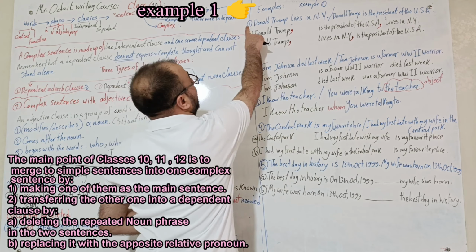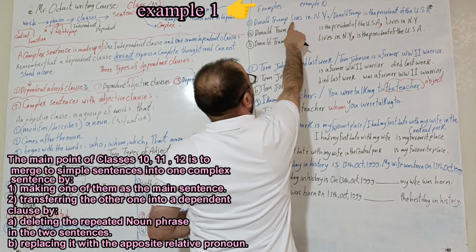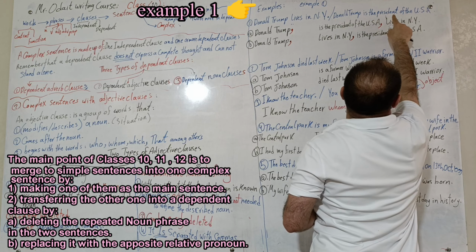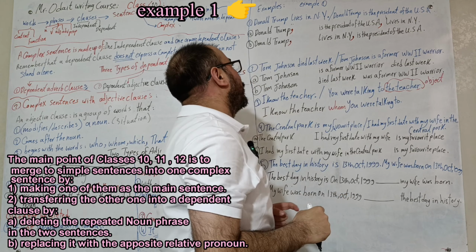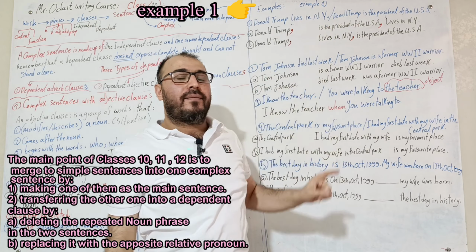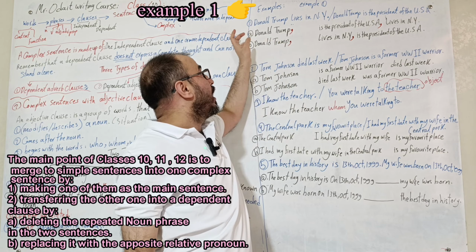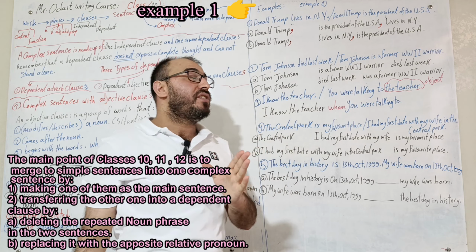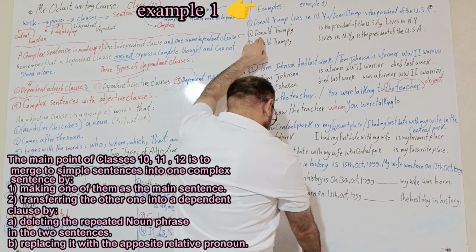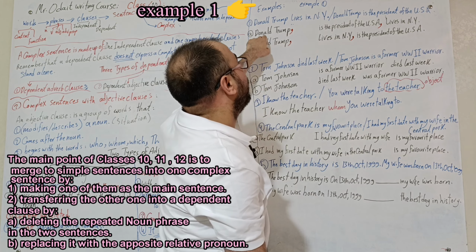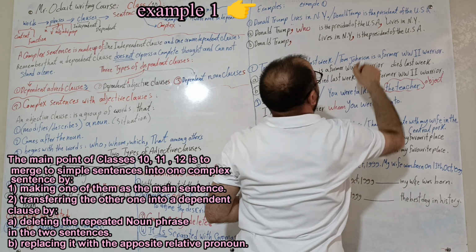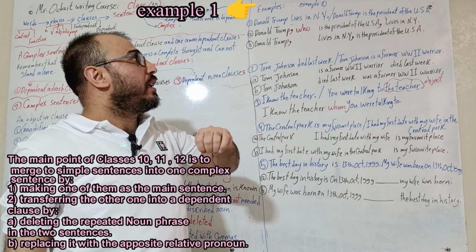In here, we have this question: Donald Trump lives in New York. The second sentence: Donald Trump is the president of the United States of America. And here, my friends, if I want to make these two sentences one complex sentence, I have two options. The first option is to say Donald Trump, who is the president of the United States of America, lives in New York.